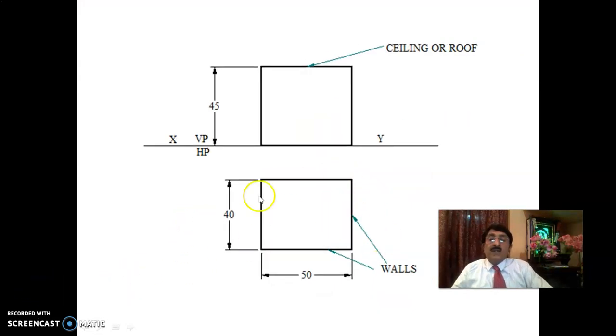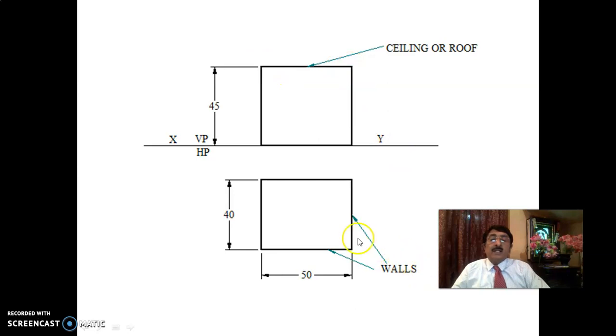here 50, 40 and 45. This 50 is, as you know, 1 meter is 1 centimeter. In that way, 50 mm I have taken. This can be 5 meters. This can be 4 meters. This can be 4.5 meters. I have just shown it in mm. But actually, you can show it in meters only. Okay, that will be always better. 5 meter, 4 meter, 4.5 meter.